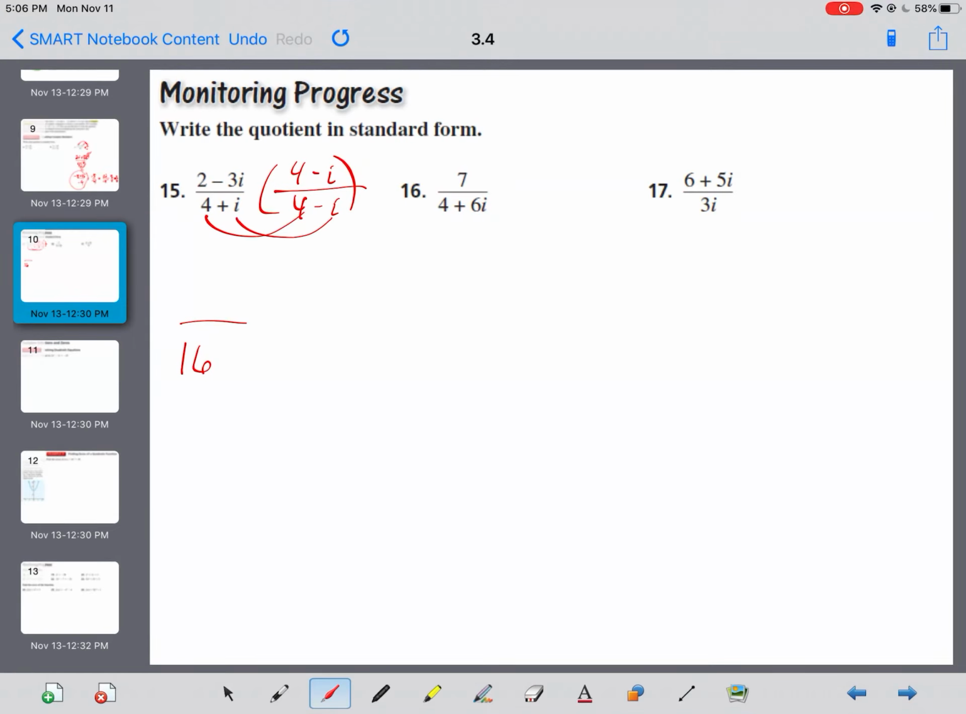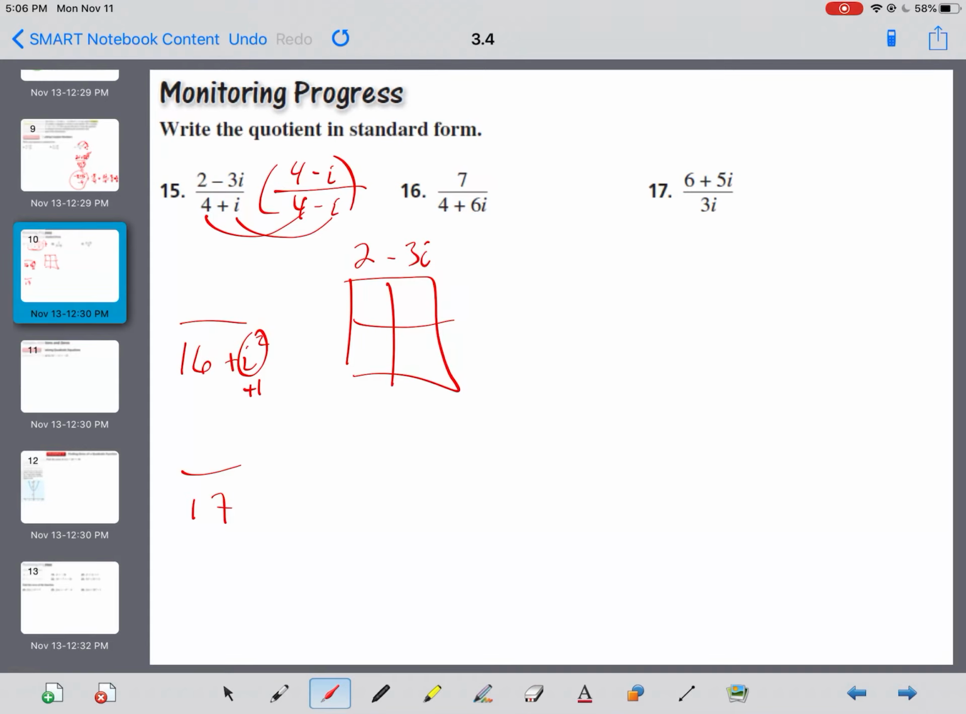4 times 4 is 16. I times negative I squared. That's important. It's a negative 1. Negative makes positive, 17. Let's do the box. Oh, heck, yeah, I'll FOIL on the next one. Oh, I don't have to FOIL on the next one.